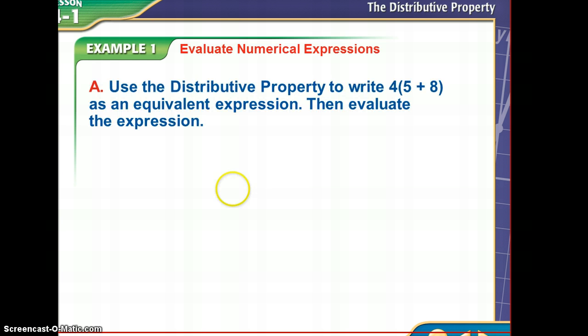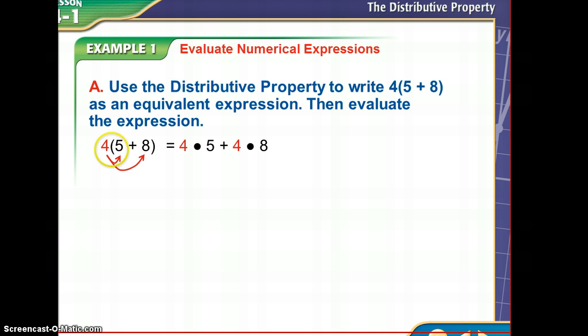Okay, moving on. Our first example, we're going to use the distributive property to write 4 times the quantity 5 plus 8 as an equivalent expression. And then we will evaluate the expression. So there's two parts here to these instructions. Make sure when you're doing the homework that you understand if there are two parts that you have to answer. First off, you're going to write this as an equivalent expression, and then finally you will evaluate it.